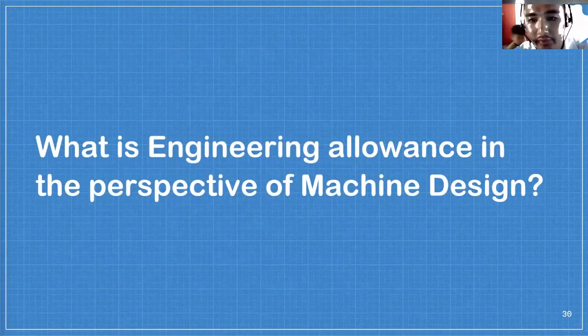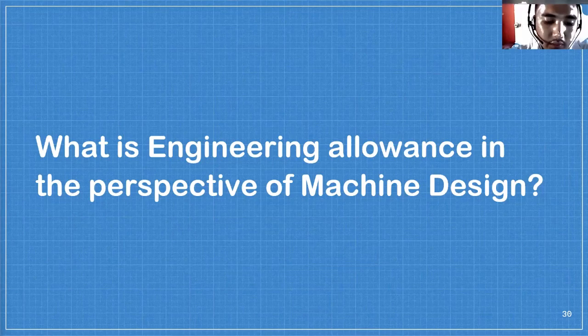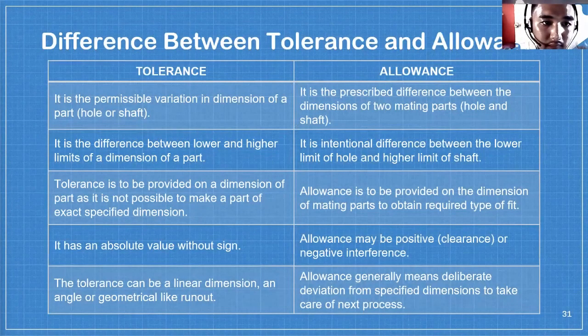What is engineering allowance in the perspective of machine design? It is provided intentionally and it gives the required fit to meet functional requirements. And it is a planned deviation between the actual dimension and a nominal or theoretical dimension to the final dimension. Next slide. Ito. Difference between tolerance and allowance.